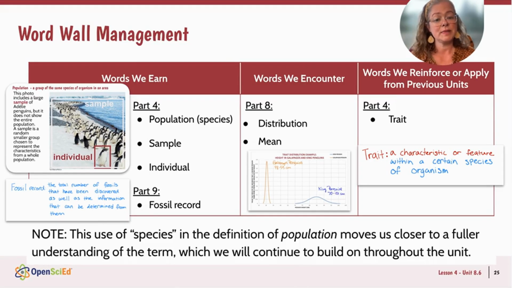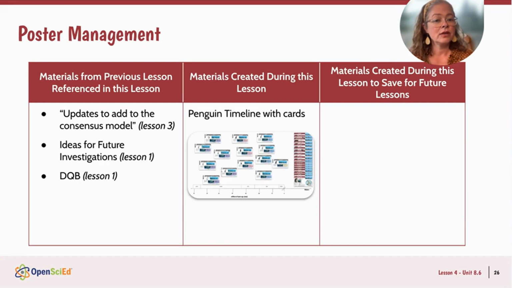Note that the use of species in the definition of population is in an attempt to move us closer to a fuller understanding of the term, and we're going to continue to build on that throughout the unit. For poster management, make sure to have the updates to add to the consensus model from Lesson 3, as well as ideas for future investigations and the driving question board. You will relate to those or refer to those specifically in this lesson. And then during this lesson, you're going to be creating a new penguin timeline with these cards, the ancient and the modern penguin data cards.